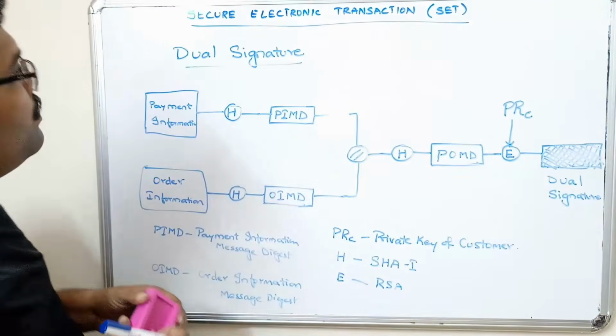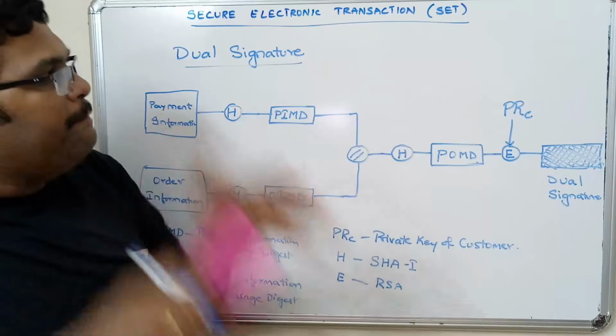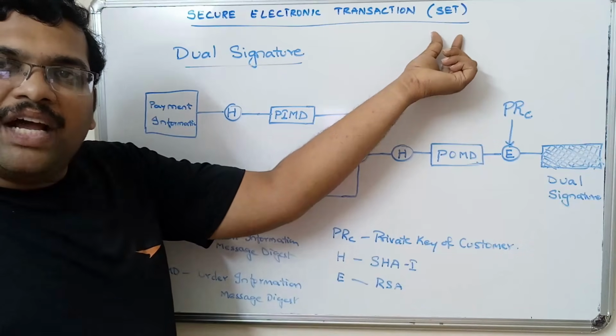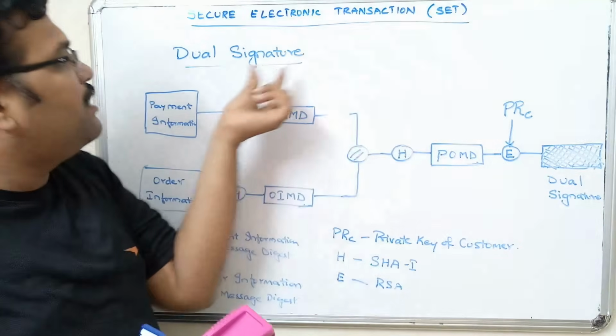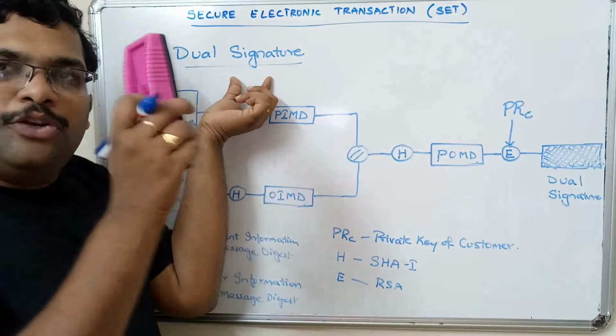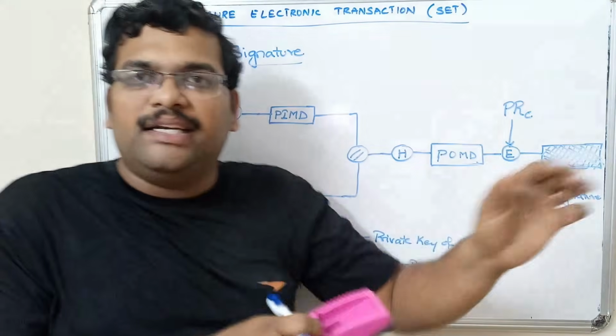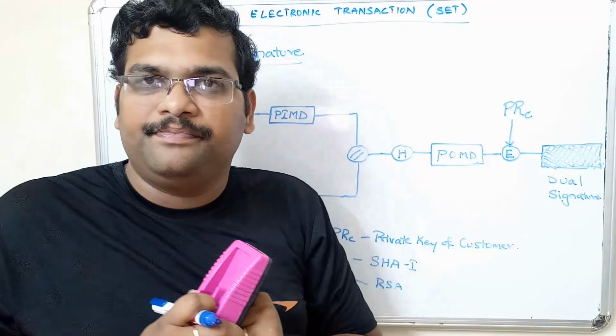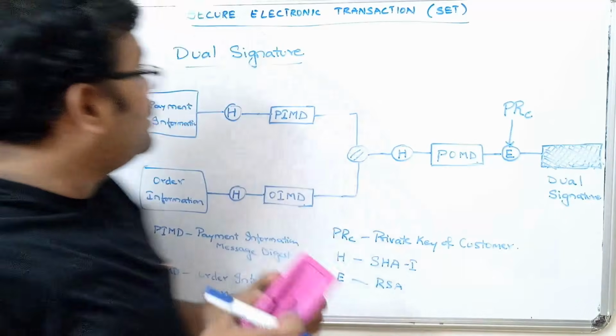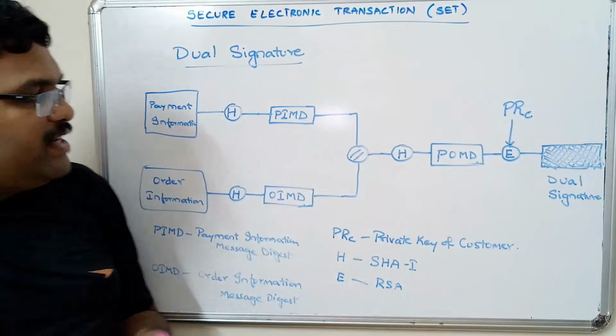In order to implement this SET, the customer should generate the dual signature. Based upon the dual signature, we will achieve authentication and integrity. So hope you understood this dual signature. We will stop here.